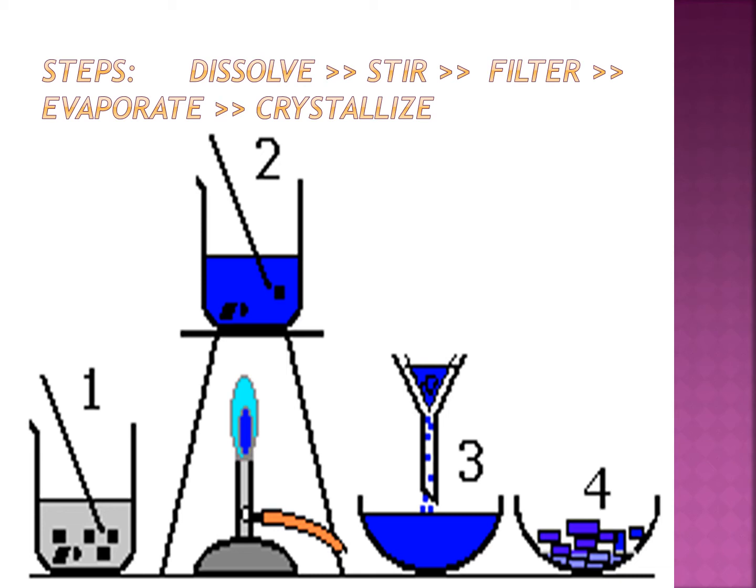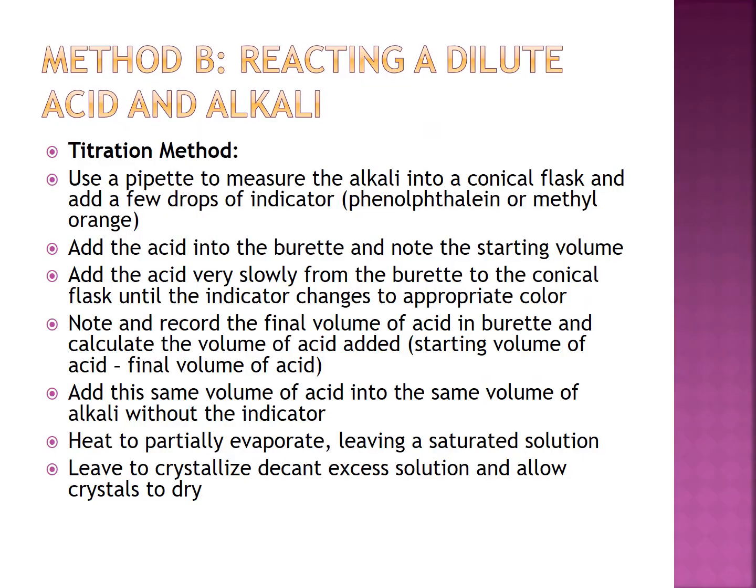Second, stir the mixture. Third, filter the mixture and then evaporate and crystallize it. Now let's discuss method B, reacting a dilute acid and alkali. Method B is the titration method.